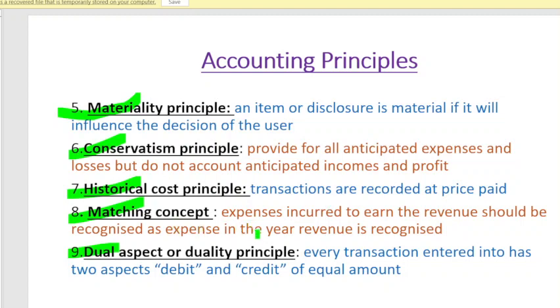Then matching concept. Matching concept speaks that expenses incurred should be matched with the revenue. Whatever the expenses are being done now, it has to be matched with the revenue. That means expenses are done in correspondence to some revenue. That is a matching concept. Dual aspect, it's very important. Every transaction has two sides. So those two aspects are called debit and credit. One is buyer, another is seller. One way your money is going, another way money is coming. So this is debit and credit. Two sides of any transaction, that comes under dual aspect principle.